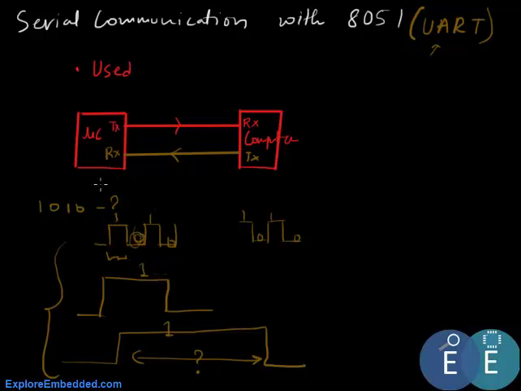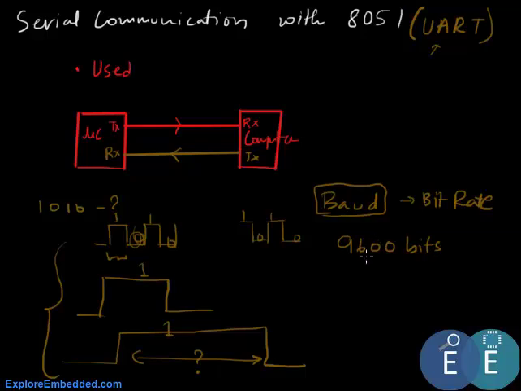This is called the baud rate. Both the devices, the transmitter and receiver, agree upon a common baud rate. The baud rate is a misnomer. It should be called bit rate. But we will use baud rate itself. So both the devices agree upon a baud rate. Now say 9600 bits per second.